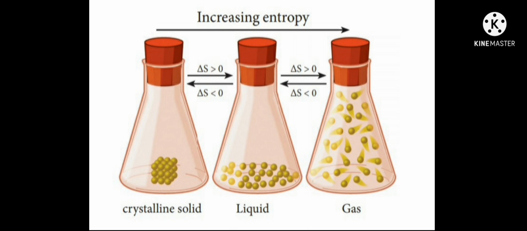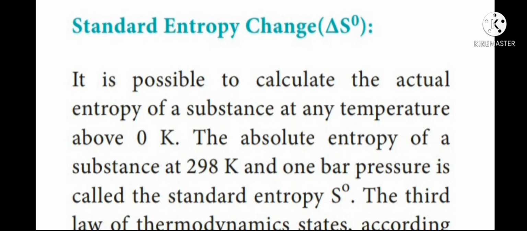If the process takes place reversely, the entropy decreases. It is given by delta S less than 0. Hence, we completed the topic spontaneity and randomness. Next, let me discuss standard entropy change.